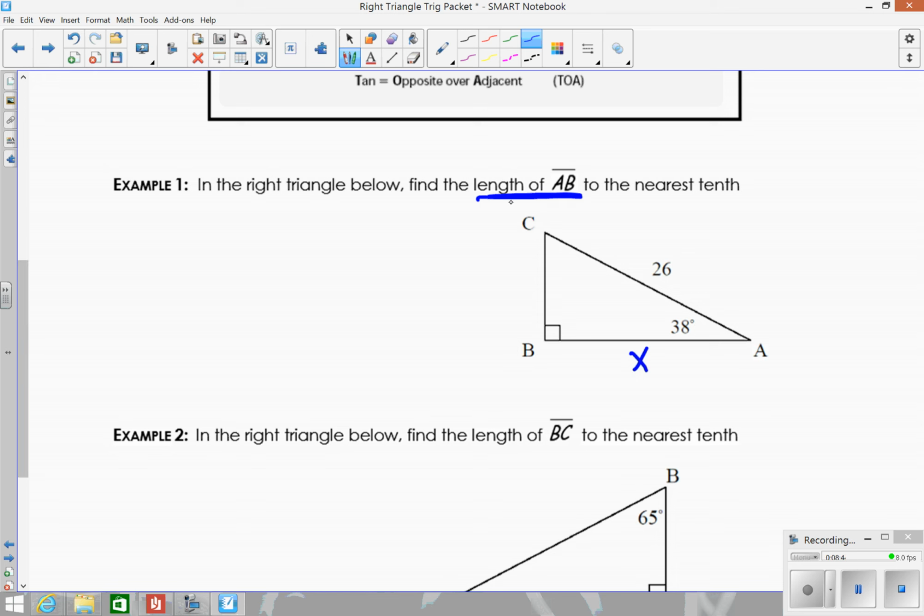So if we're trying to find the length of AB, I mark an X there. Then wherever there's an angle measured, we're never going to use the right angle. We always are going to use our acute angles for these. So never look at that right angle.